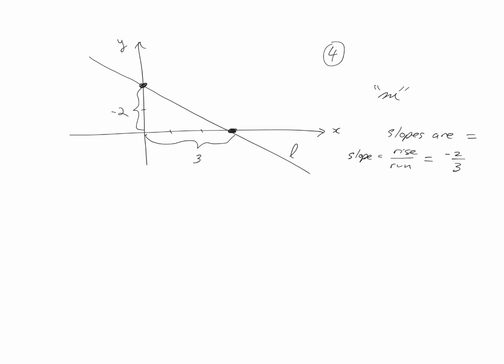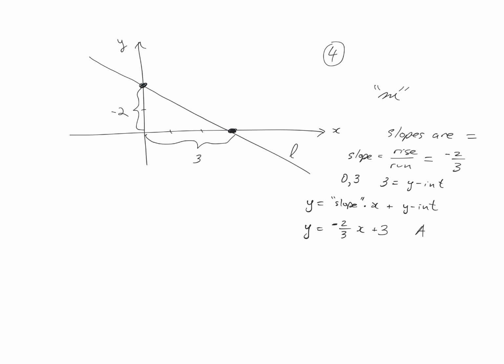And so the slope of M is the same as the slope of L. And then it tells you that line M passes through the point 0, 3. So you have 0, 3, which means that 3 is your y-intercept. So that means that the equation is going to be y equals the slope times x plus the y-intercept. And that makes our equation y equals negative 2/3 x plus 3.